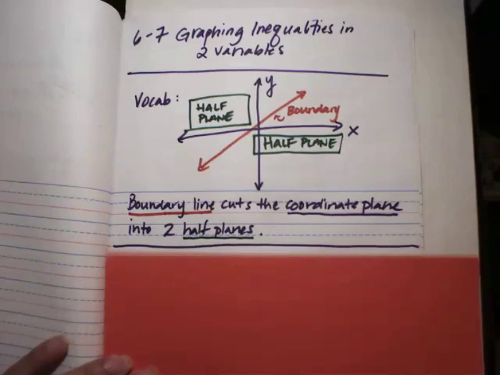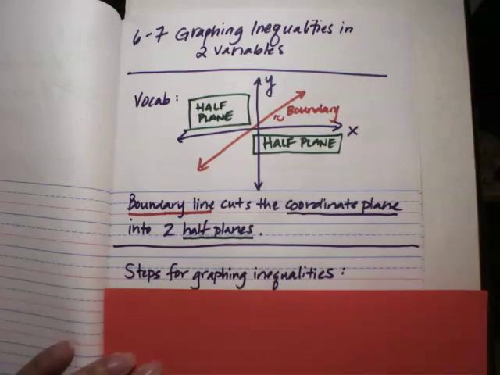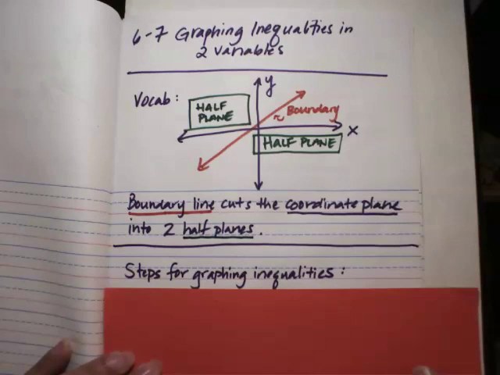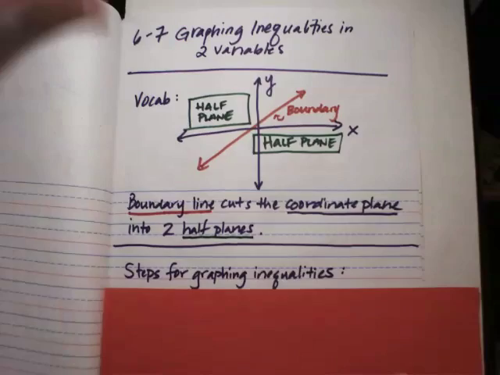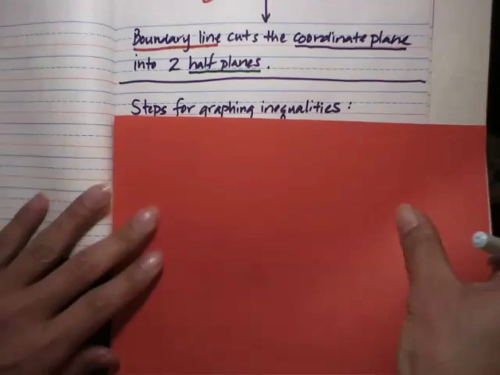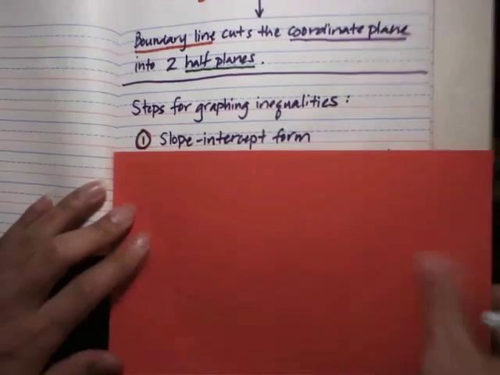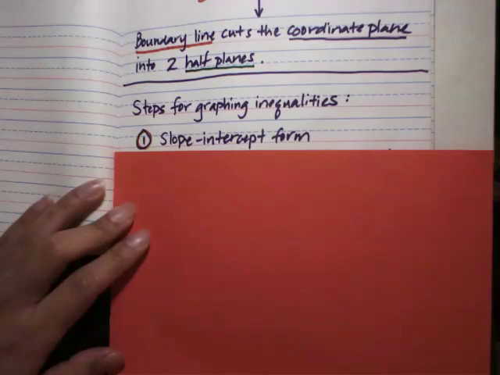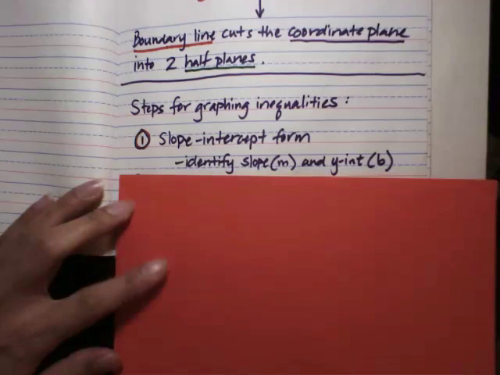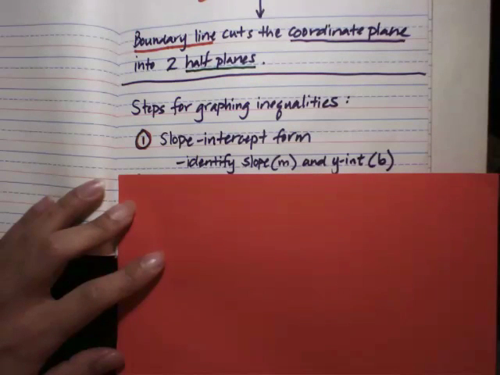There are some steps for graphing inequalities, and I'm going to run through these steps before we try any examples. Step number 1, you want to always rewrite the inequality in slope-intercept form. So we want to isolate y, and we want to identify what our slope is and what our y-intercept is. That's the information we're going to graph.